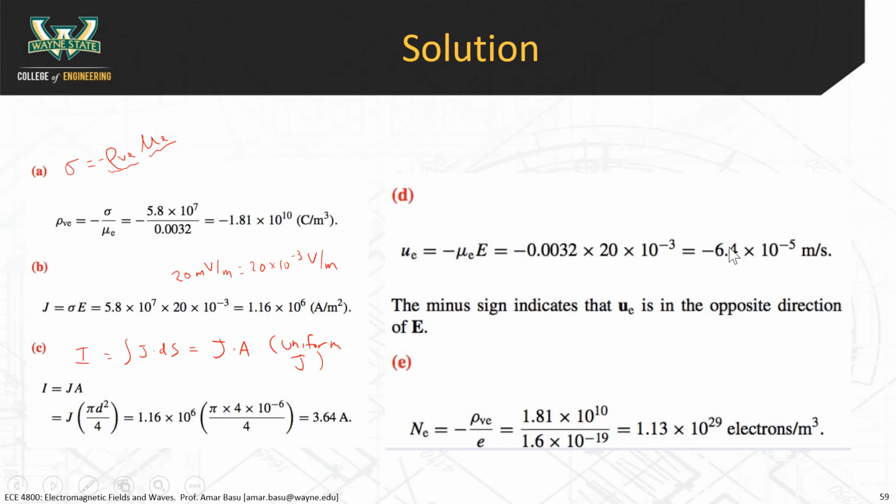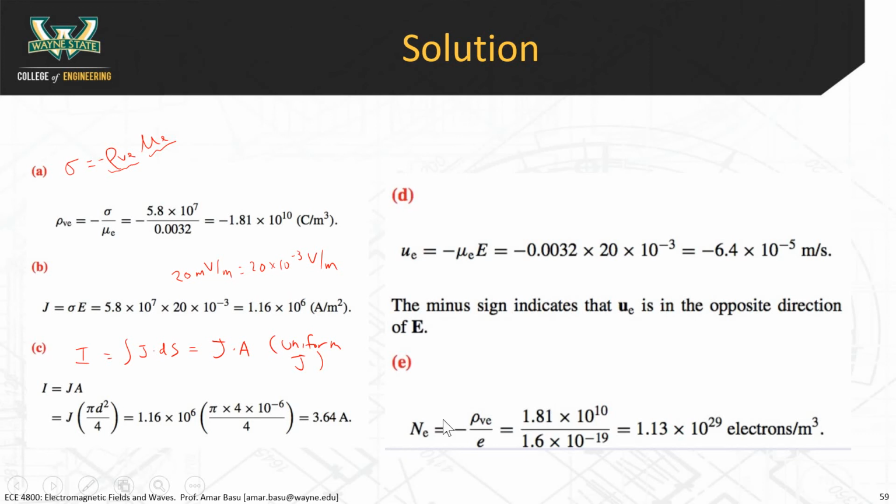So if you ever wonder, when you talk about current in your circuits classes, how fast are the electrons actually moving through the copper wire? Well, in this particular case, they're moving really, really slow. Less than a tenth of a millimeter per second. The minus sign indicates that mu e is in the direction opposite the electric field. Generally, left to right means positive, right to left means negative.